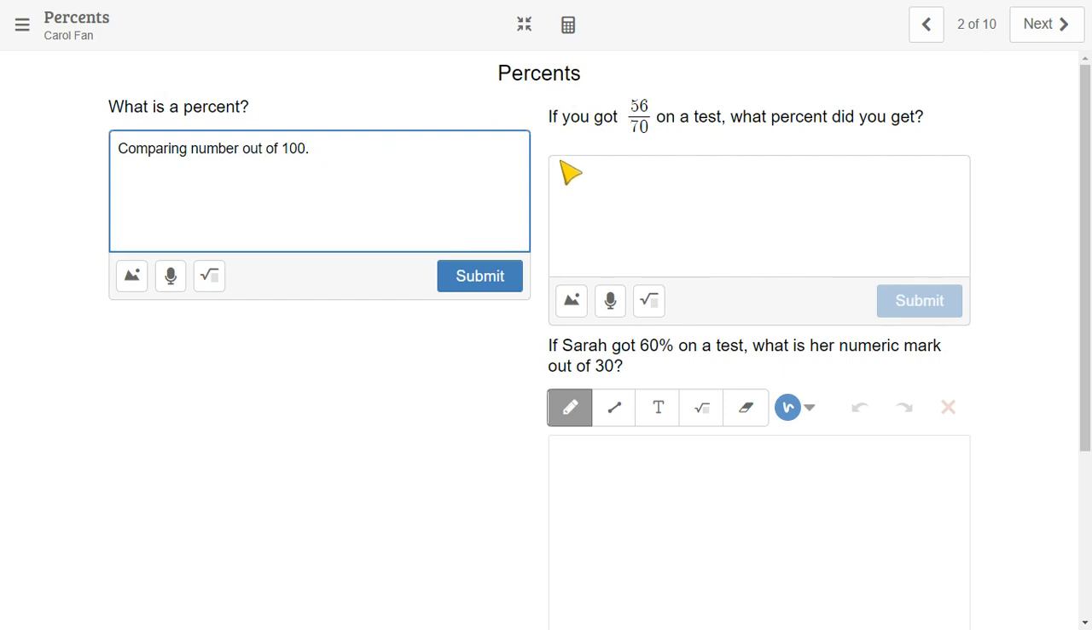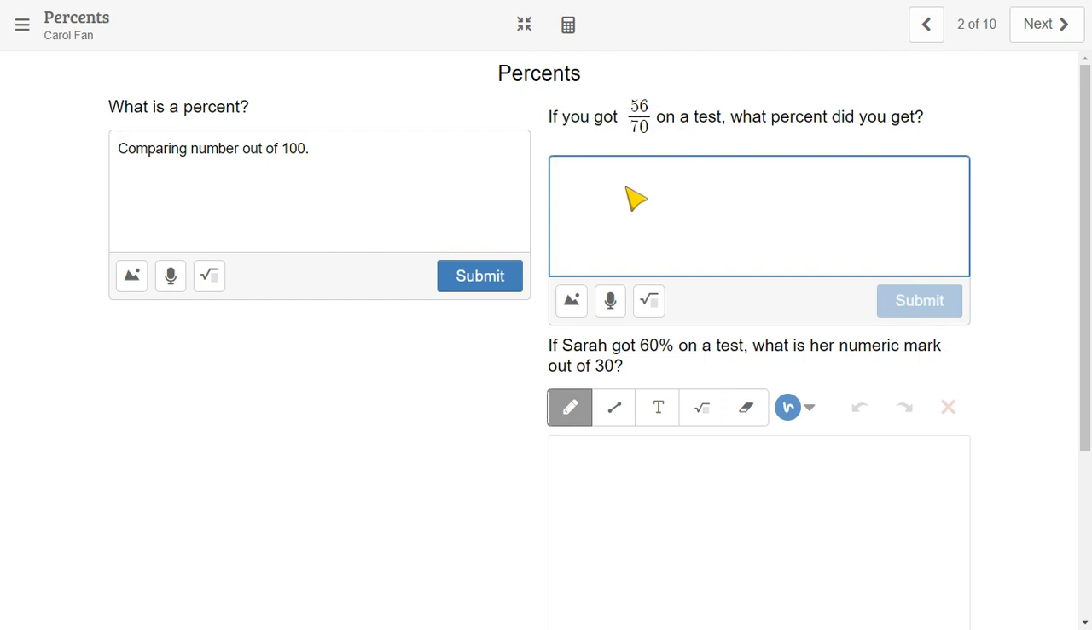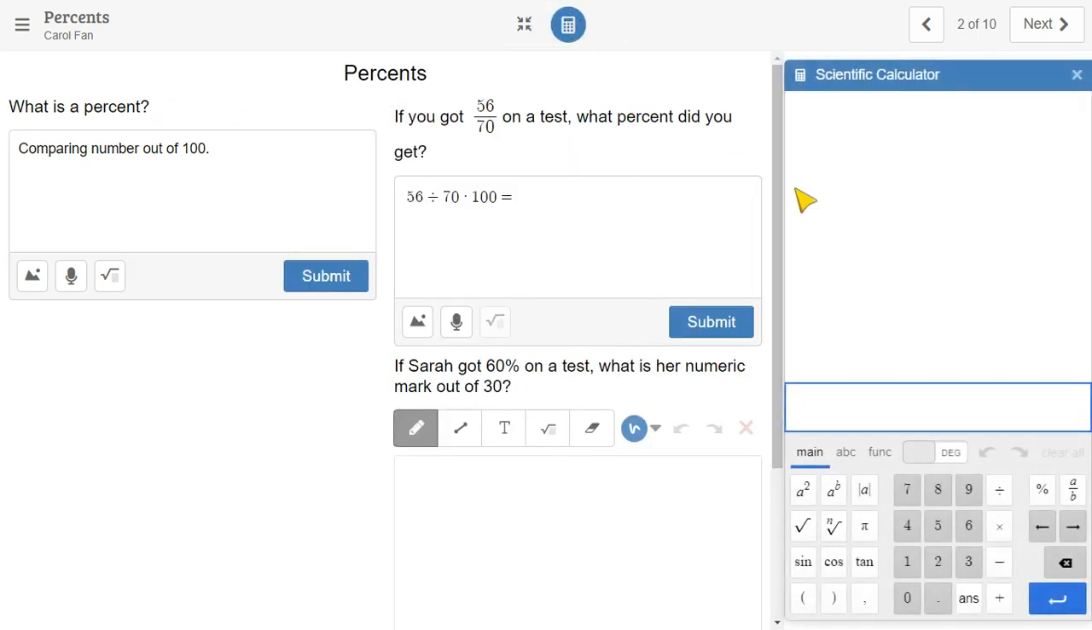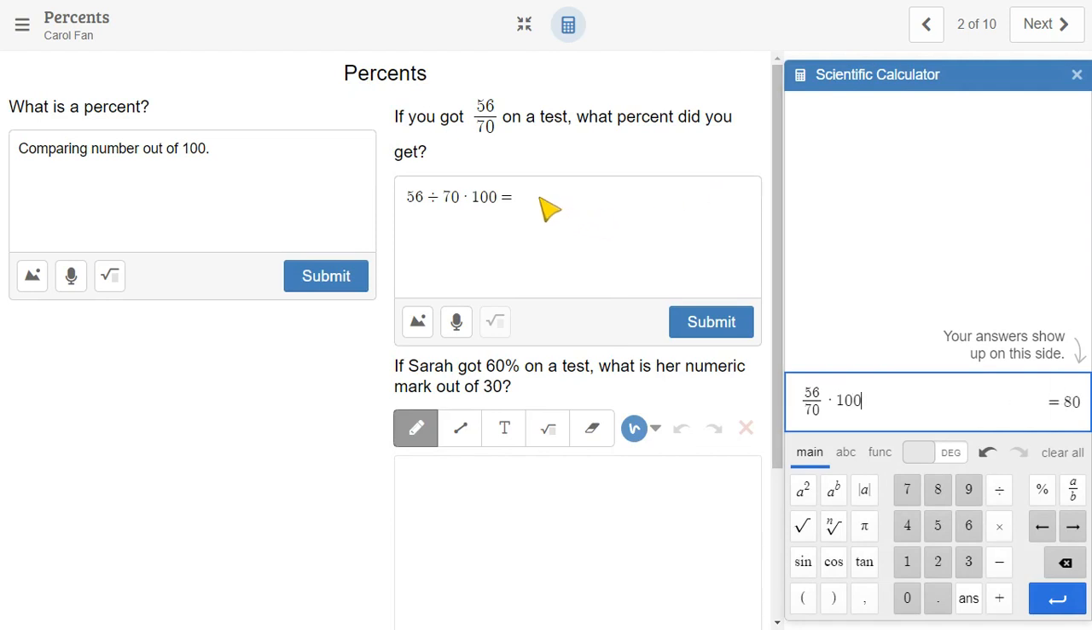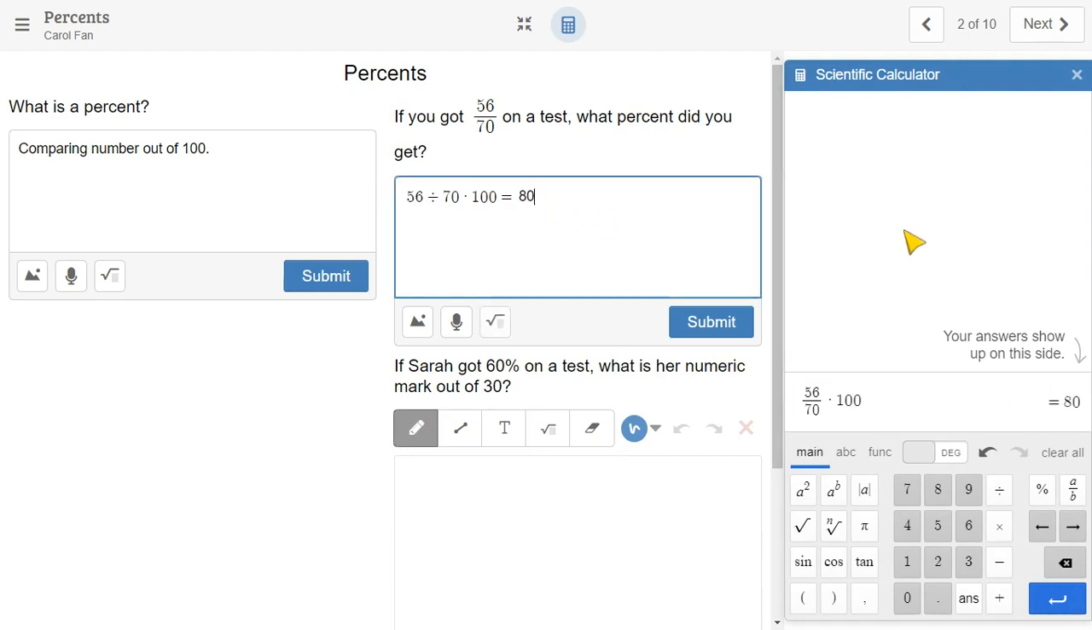So, let's take a practical example here. If we've got 56 out of 70 on a test, what percent did you get? We're going to divide this because we know that this line in the middle means division, and we're going to multiply it by 100. So 56 divided by 70, then multiply it by 100. That gives us 80%.